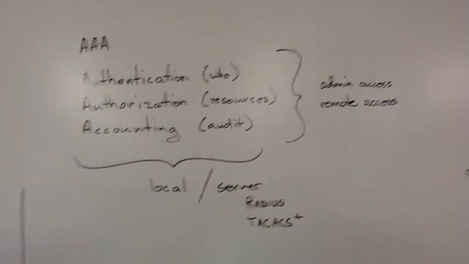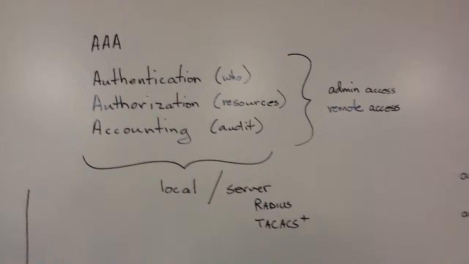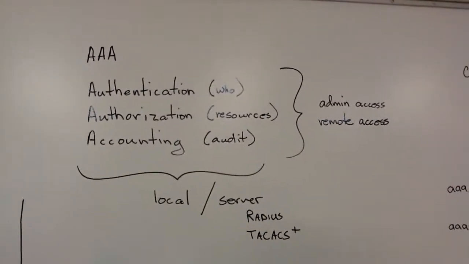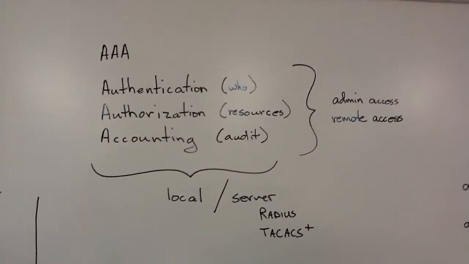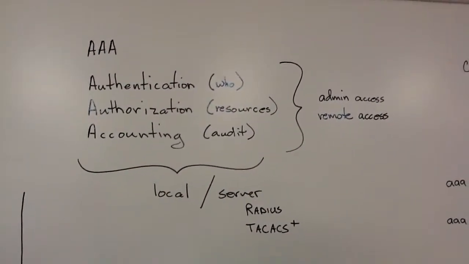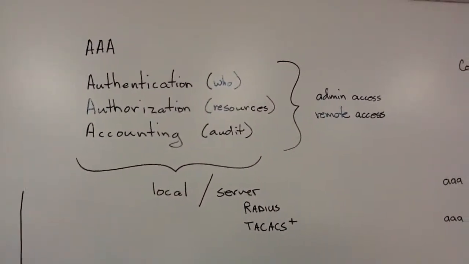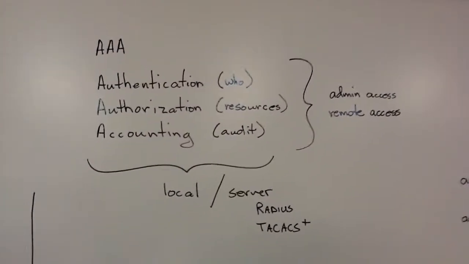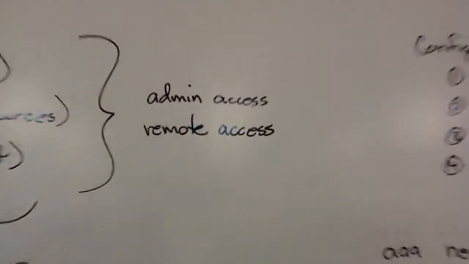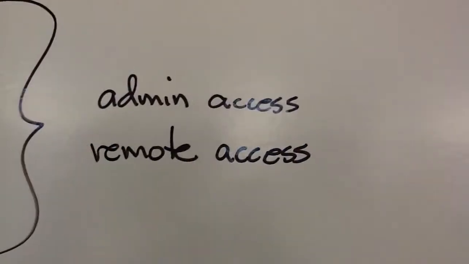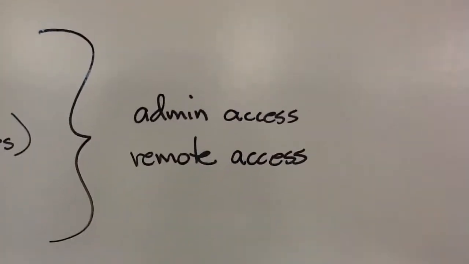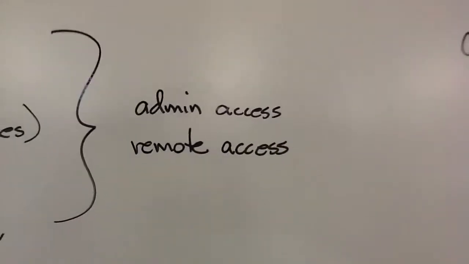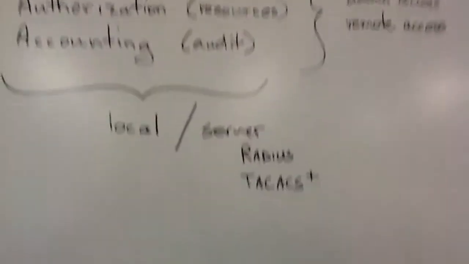AAA: authentication, who has access; authorization, what resources can they work with; and accounting, keeping track of what they did. We can have administrative access, which is primarily what we're going to work on in class, or you could have remote access. You can actually control who's coming into the network, reaching resources internally.